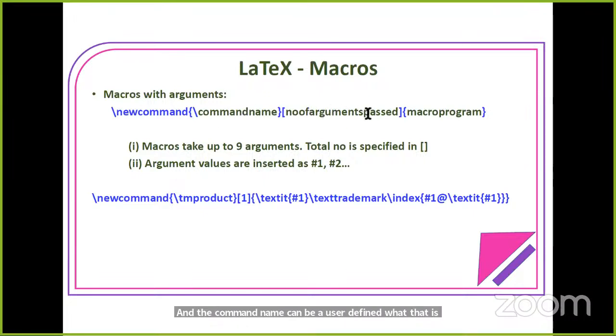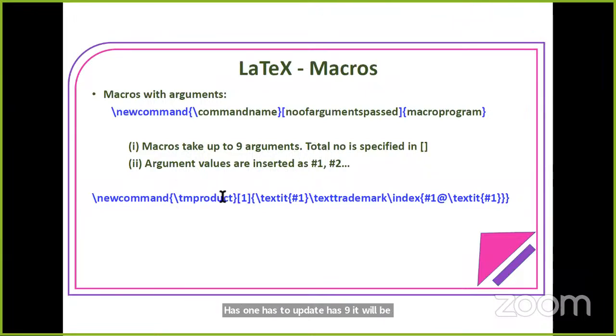And the number of arguments passed, how many arguments are passed, can be provided within a square bracket. Okay, so within a square bracket you have to provide how many arguments you are going to pass, and then you write the macro program within the curly bracket. The macros will be taking up to 9 arguments as of now. Okay, and whatever argument values we have provided, 2 or 3 or 9 values, those values will be called into this macro program, right? So while calling, it will be called with #1, #2, up to #9.